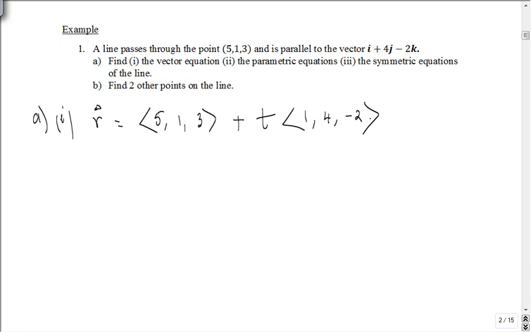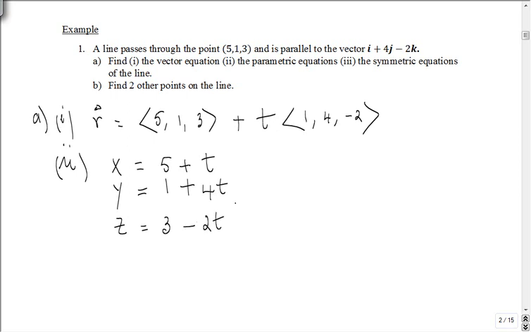So that is the vector equation. Now let's find the parametric equation, part 2. You want 3 equations for x, y, and z. So the corresponding x values, x is equal to 5 plus t. Corresponding y values, y is equal to 1 plus 4t. And then z is equal to 3 minus 2t. Any questions so far?